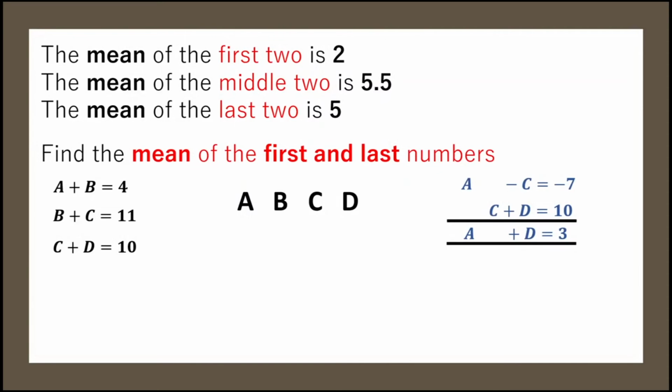I've been asked to find the mean of the first and the last number. I'm going to add the numbers together, divide by 2. The mean is A plus D divided by 2. A plus D we know is already 3, so 3 divided by 2, that gets us 1.5. The mean of the first and the last number is 1.5.